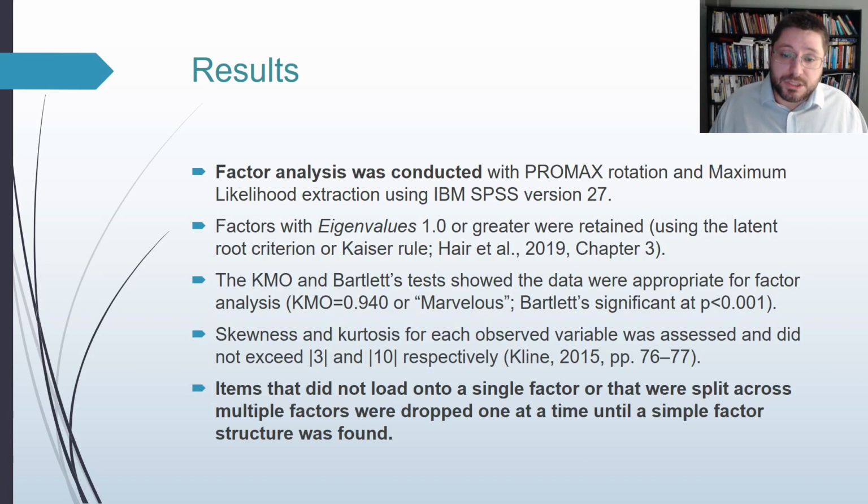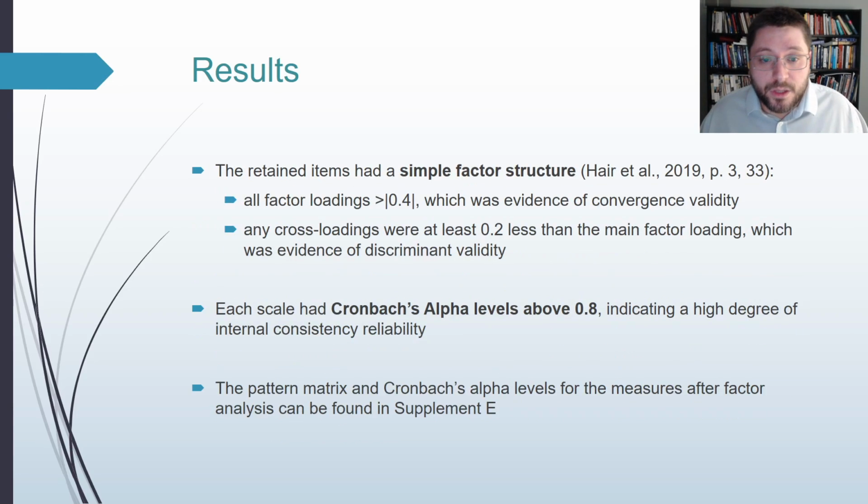Factor analysis was conducted with that data. Items that did not load onto a single factor or were split across multiple factors were dropped one at a time until a simple factor structure was found. The retained items had a simple factor structure, which means that they loaded better onto their intended factor than on other factors. Cronbach's alpha levels were above 0.8 for each factor.